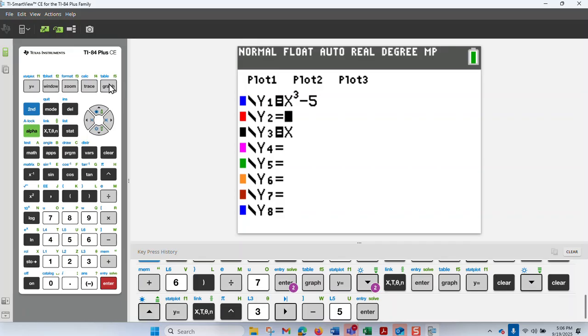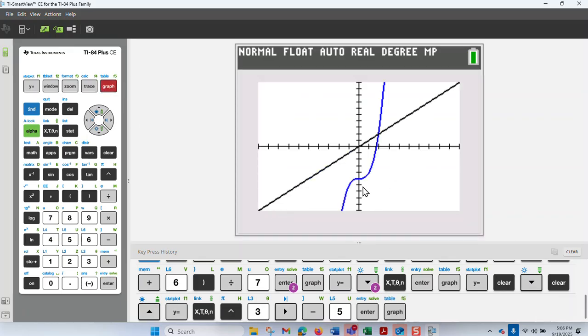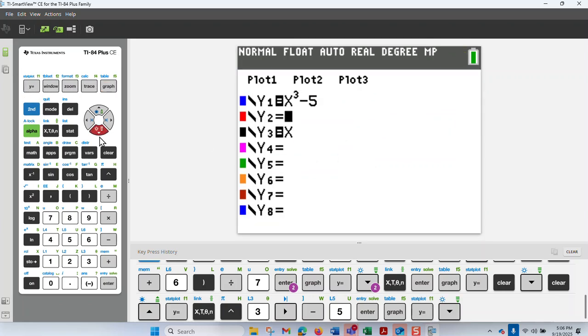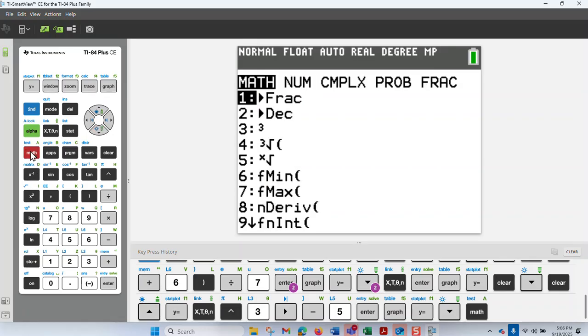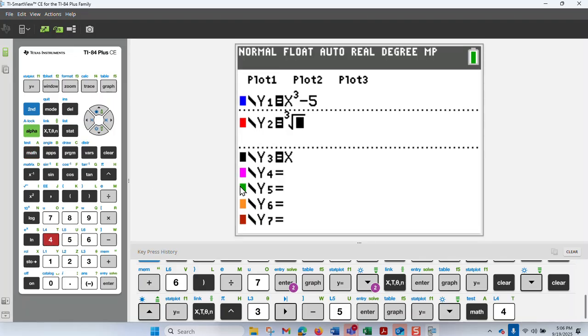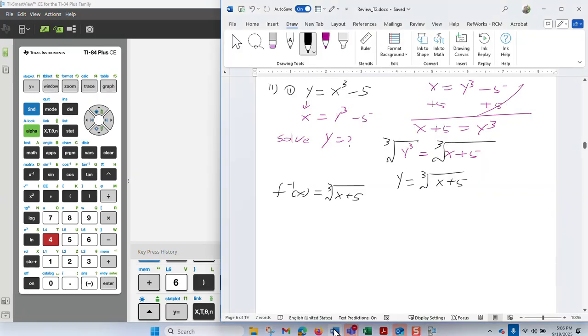Okay, so that's y, the blue one, y equals x cubed minus 5, right? And then we're going to graph the inverse. The inverse here is the cube root, so you can go to math here and find the cube root in here. If you don't have this cube root, you can just write it as the 1/3 power. So, cube root of x plus 5.